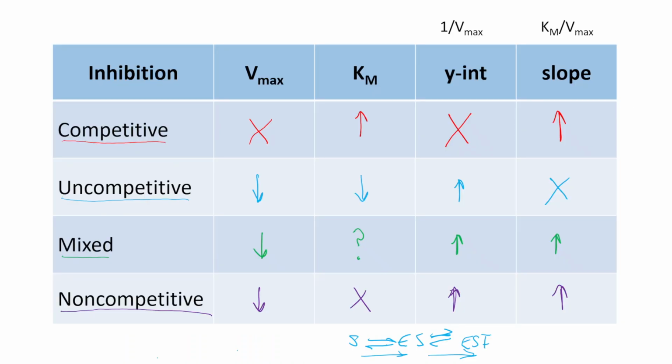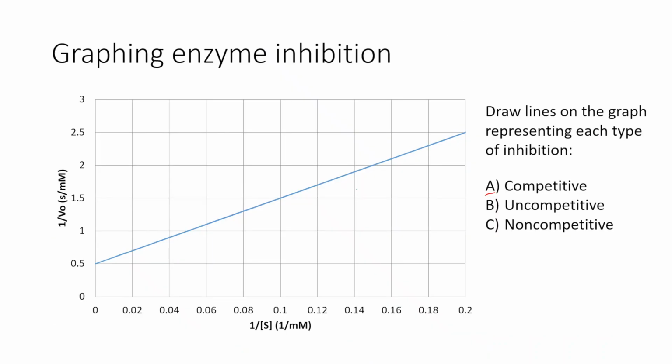I'll check my colors, blue and purple. We just talked about how the y-intercept and the slope are changed in each of these inhibitors, so you can use that information to think about what happens to this line.